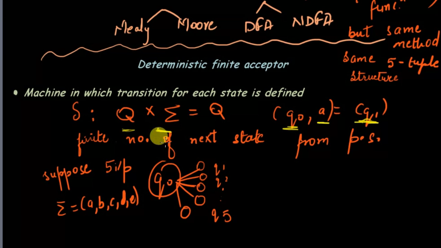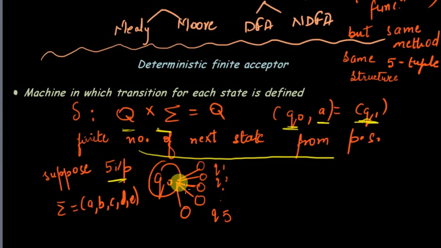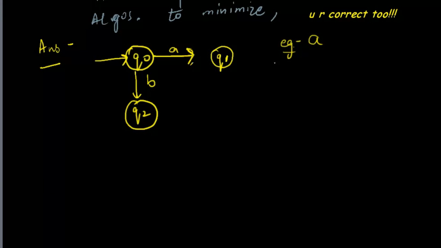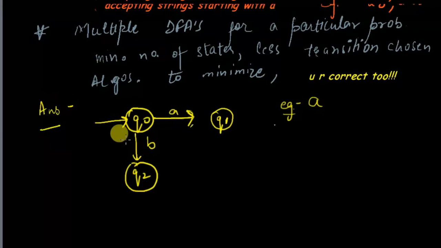So in a DFA we have a finite number of next states from the present state. Suppose I have 5 inputs, that gives me a sigma alphabet set of 5 symbols. Then on any state I have the 5 next states corresponding to the 5 inputs. So if I have 2 inputs, then I would definitely have 2 finite next states corresponding to those 2 inputs. Now let's understand DFA with a question.